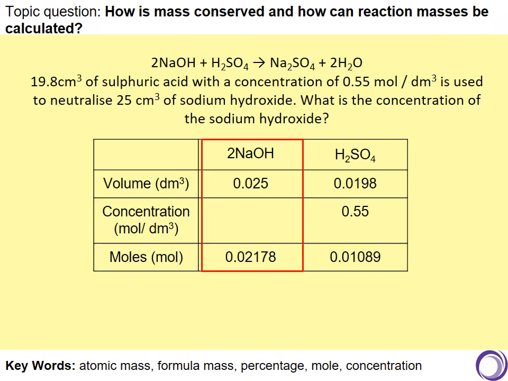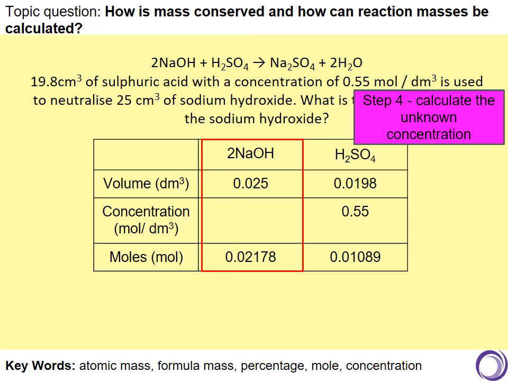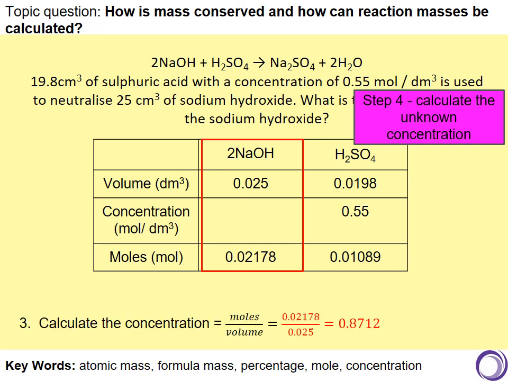I now have 2 out of 3 values for the sodium hydroxide, and all I need to calculate now is the concentration. Concentration is equal to moles divided by volume. So I take the number of moles, which is 0.02178, and I divide that by the volume, which is 0.025. That gives me an answer of 0.8712. At this point, it's worth checking what accuracy they have asked you to use in the question. If they have asked you to do it to 3 significant figures, then in this case we will put an answer of 0.871.